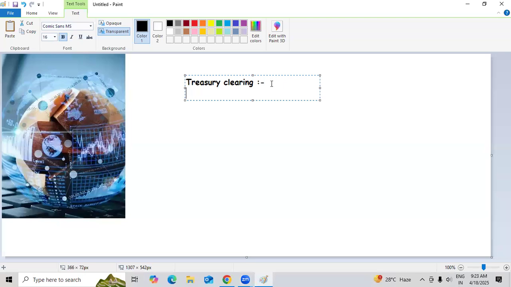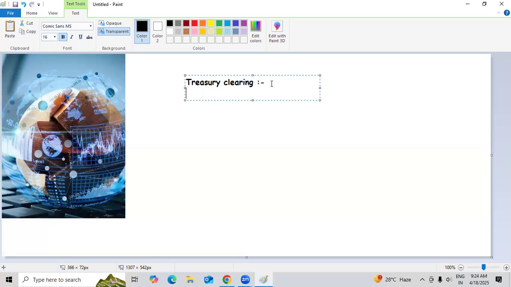Generally, treasury clearing refers to the process where transactions involving US Treasury securities are settled through a central counterparty instead of directly between the buyers and the sellers. This process is usually mandated by the Securities and Exchange Commission, which is called SEC. The major reason behind treasury clearing is to reduce counterparty risk and enhance market stability.